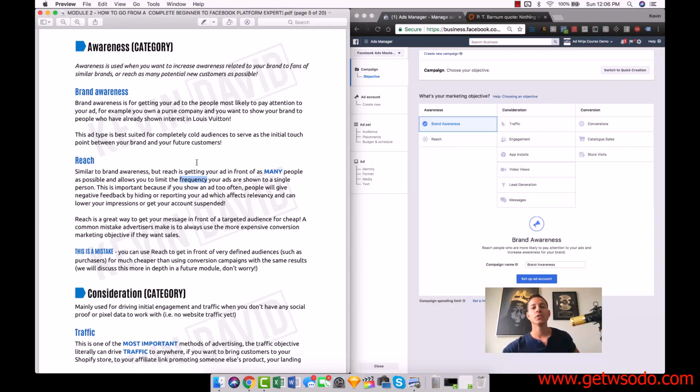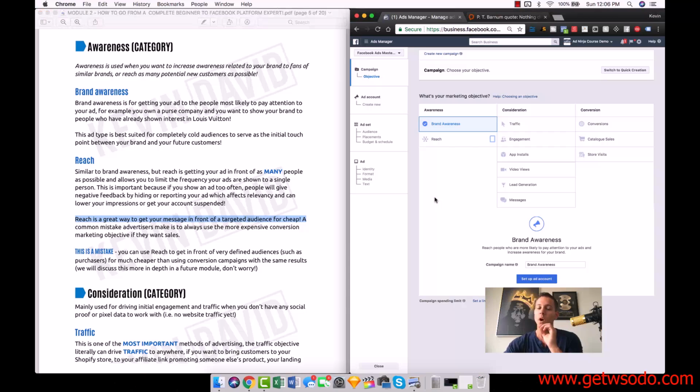So reach is also a really good, this is a little ninja hack for you guys. Reach is really good also to get your advertisement in front of a very targeted audience. So for example, let's say that I created a custom audience of people who purchased my product, and I wanted to only show this brand new advertisement that I was making to the 1,000 or 2,000 people who had purchased my product. And I was going to say, hey, thanks so much for purchasing our product.